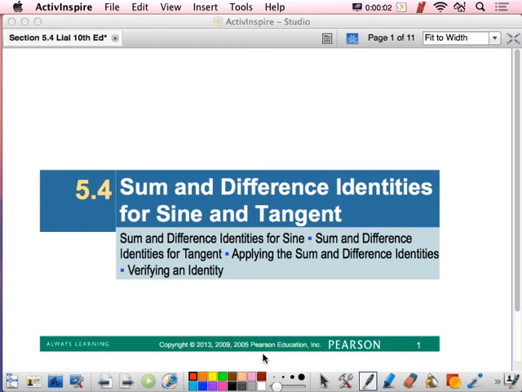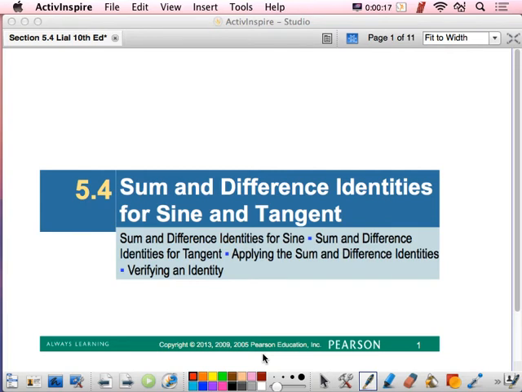So for section 5.4, we're looking at sum and difference identities for sine and tangent. Remember that in 5.3 we dealt with the ones for cosine. Cosine of A plus B, cosine of A minus B. So we're just going to expand those and do the two for sine and the two for tangent today.